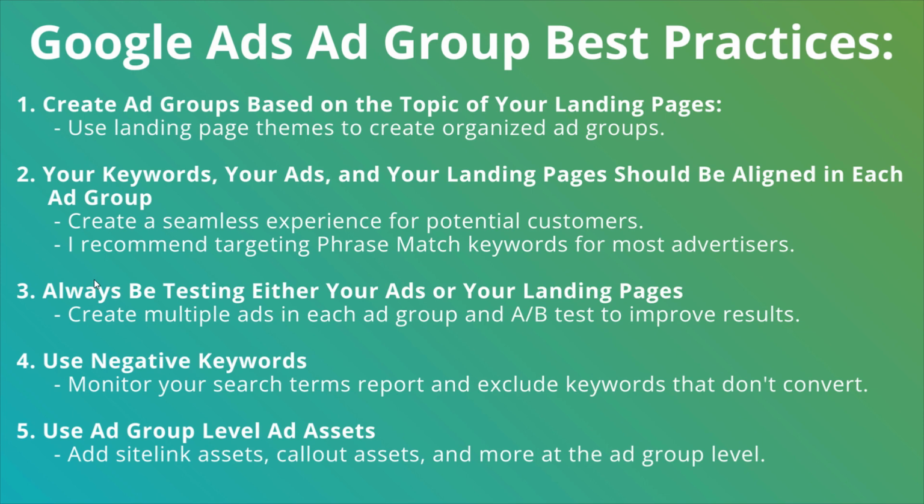Use negative keywords. So check your search terms report all the time. I try to check my search terms report weekly, bi-weekly, because you want to look for any keywords that are basically dragging down your campaign. It depends how much you're spending and how much activity you're getting, so how frequently you should check your search terms report. But exclude keywords that don't convert, exclude irrelevant keywords, anything where it seems like this is just not going to be the best keyword for my campaign, exclude it altogether.